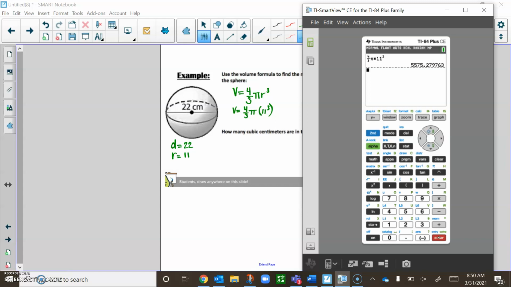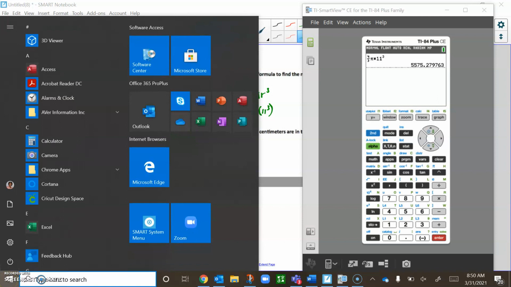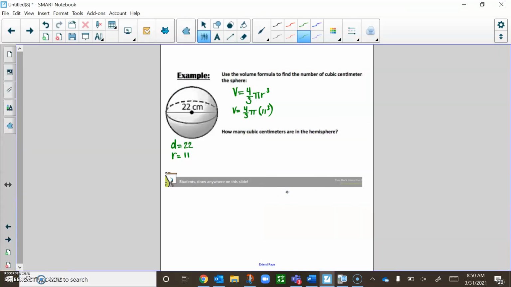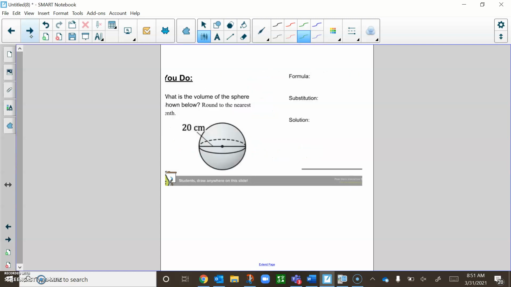And so you get 5,575.3, because we're rounding to the nearest tenth today. So the volume is 5,575.3. Now let's move on to our next example.